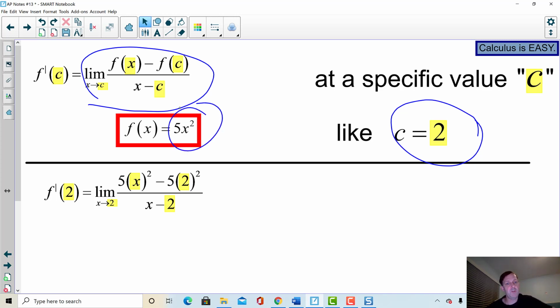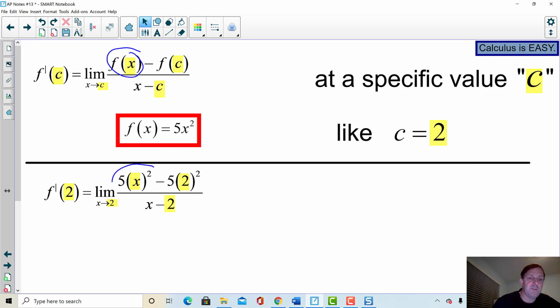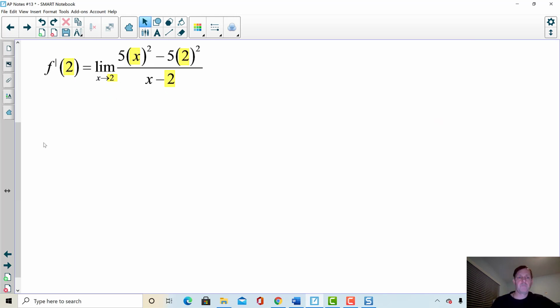So we'll plug in our function, see what we get. So f of x is just your function. Now f of c, when c is 2, we just plug a 2 for the x. Now the formula says on the bottom x minus c, so we're going to have x minus 2. And remember, x was supposed to go to c, so our x is going to 2. Let's go ahead and solve it.